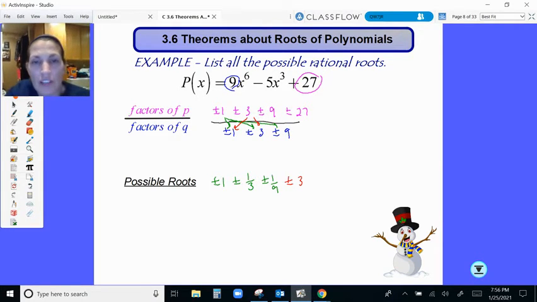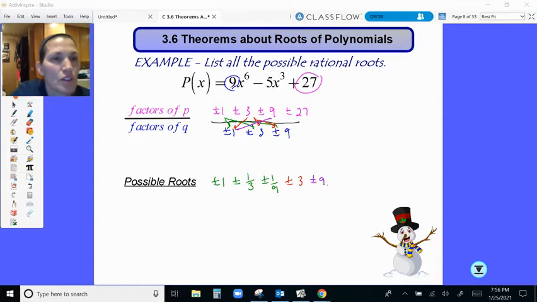3 over 3 is positive, negative 1. We already have that, so I'm going to leave that, okay? Then I'm going to go to 3 over 9, which is positive, negative 1/3, and we actually already have that as well, okay? Now I'm going to go ahead and do my 9. 9 over 1 is positive, negative 9. 9 over 3 is positive, negative 3. We already have that. And 9 over 9 is positive, negative 1. We already have that one.